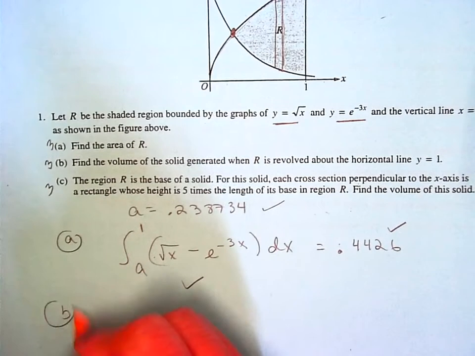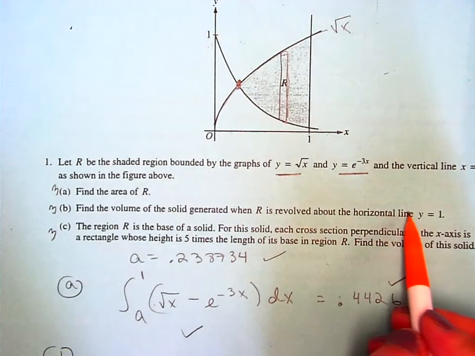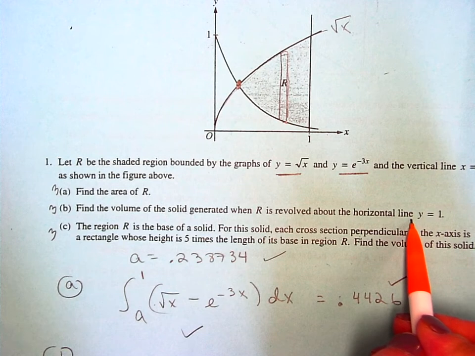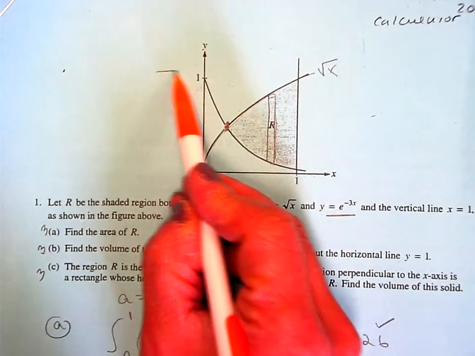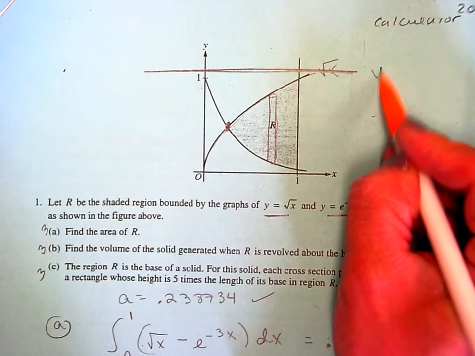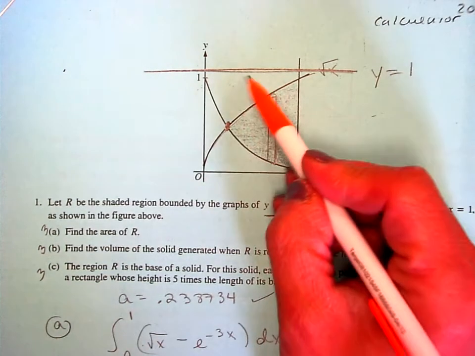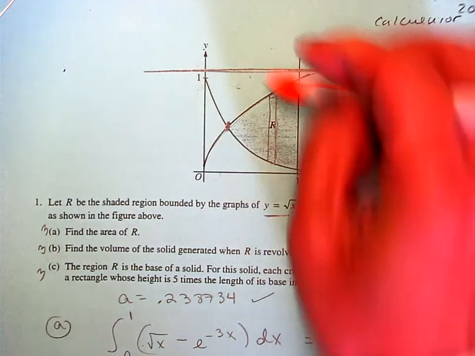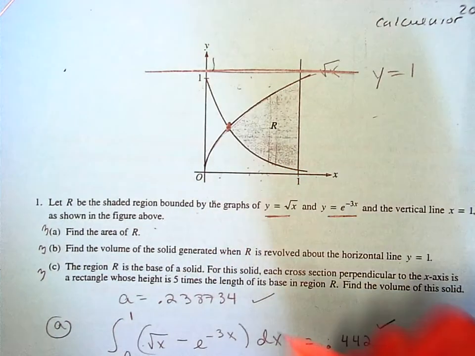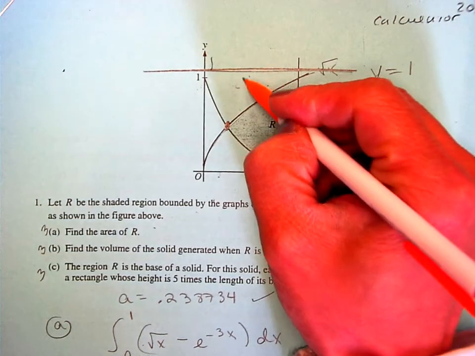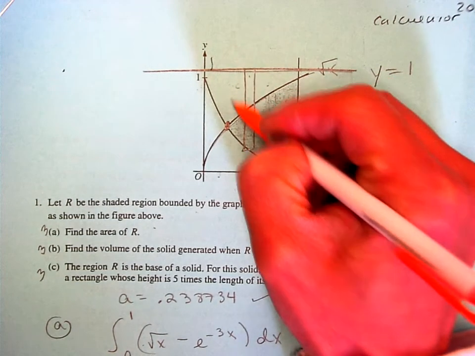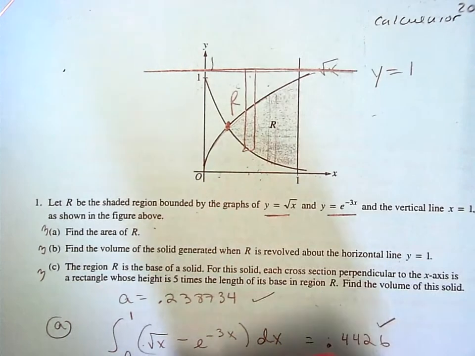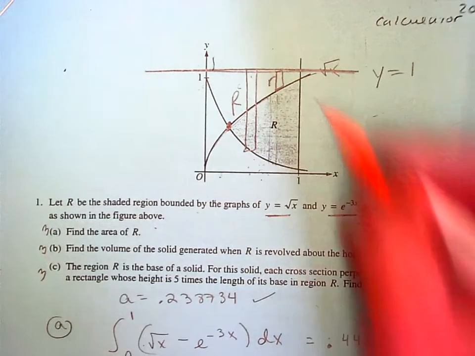Part B, they're asking to find the volume when the region is rotated about the line y equals 1. So y equals 1 is this line right here. I notice that there is a gap between the region and the line, so you should be thinking pi big R squared minus little r squared. Your big R is going to go from the line to the exponential, and then this is my little r, which is the gap.